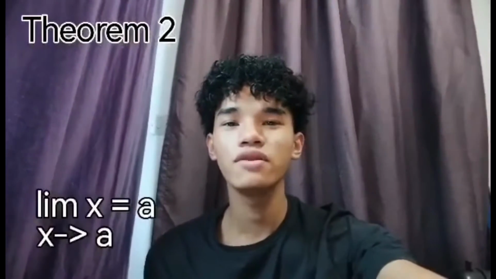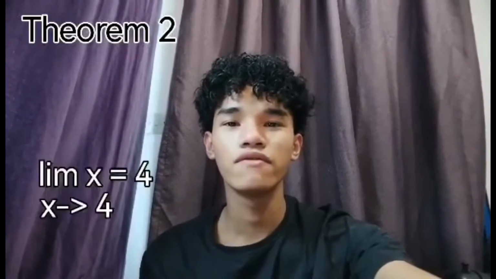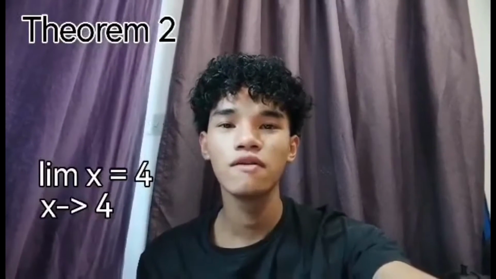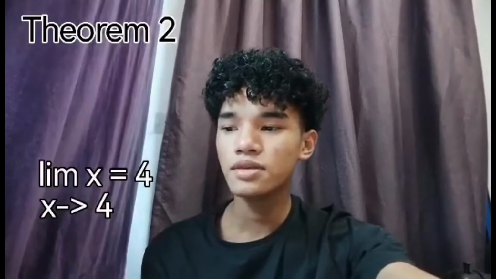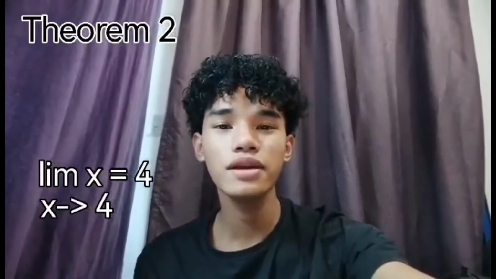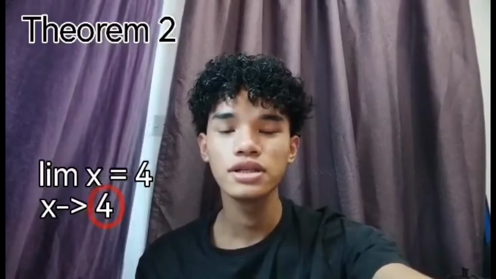Theorem 2. The limit of x as x approaches a is equal to a. For example, the limit of x as x approaches 4 is equal to 4. This means that for any number a, the answer is equal to a, which here is 4.